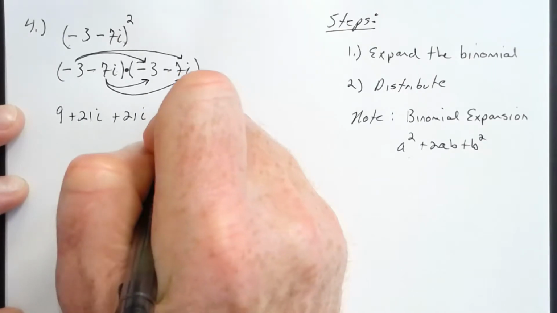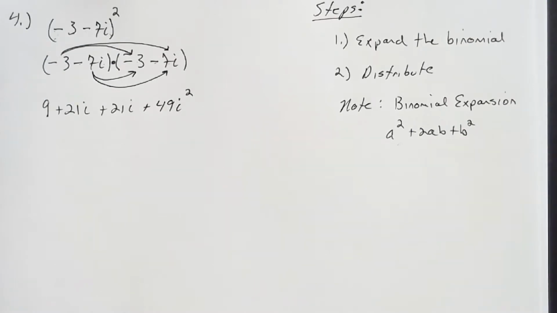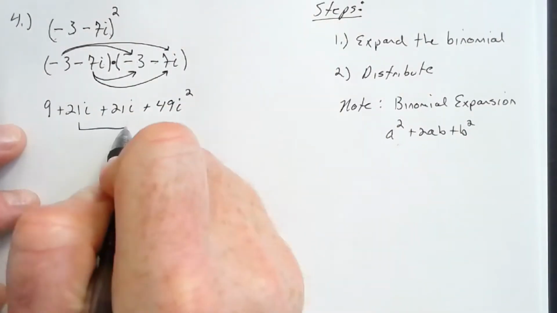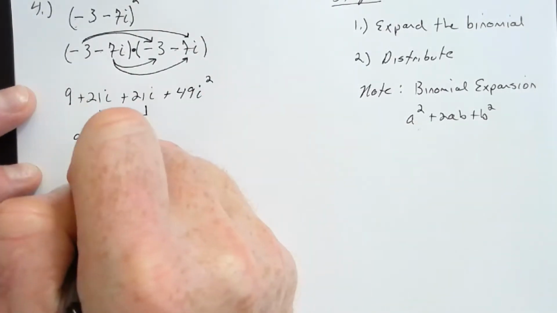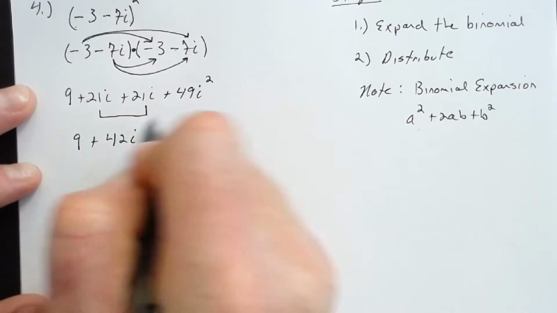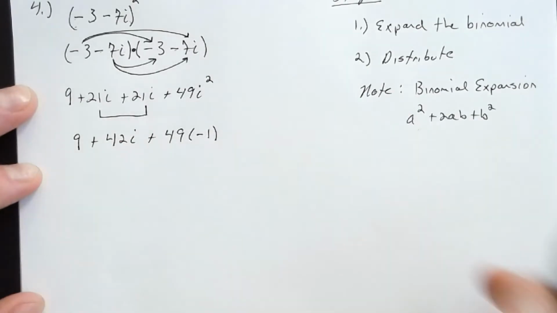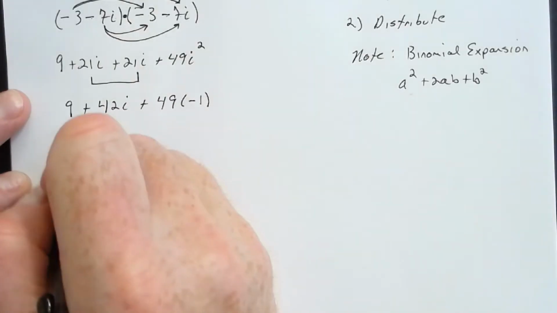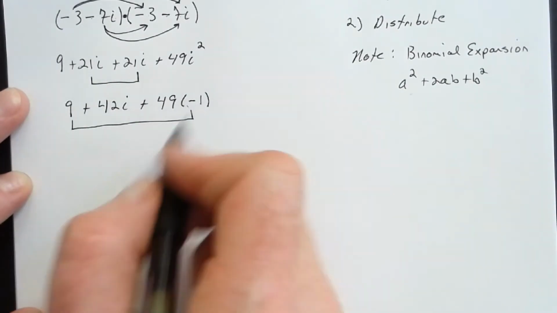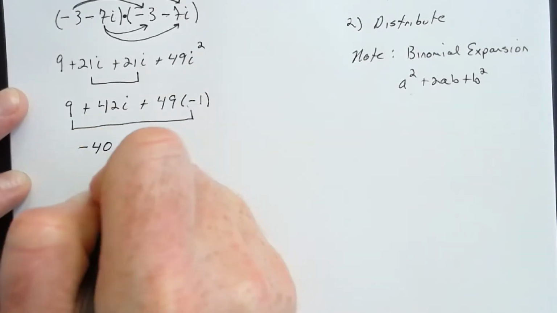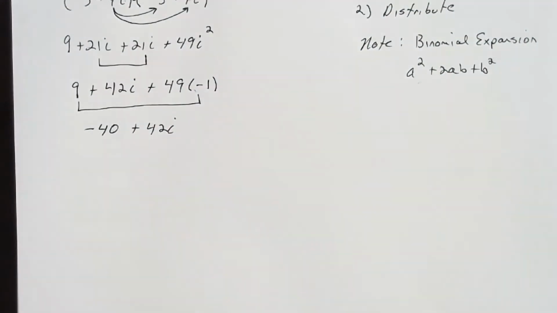So plus 49i squared. Well, we know that i squared is equal to negative 1, but let's go ahead and just get these out of the way first, and then we'll make our substitution. Plus 49 times negative 1, and now we can just add these two together. So we have negative 40 plus 42i. Yes.